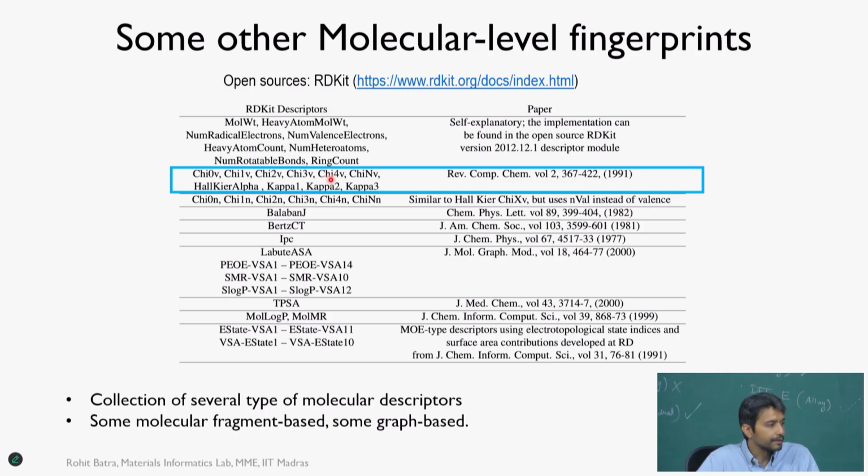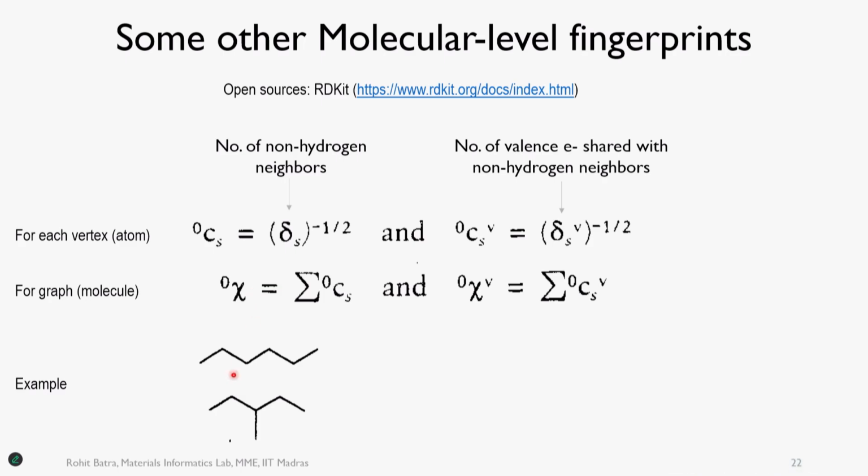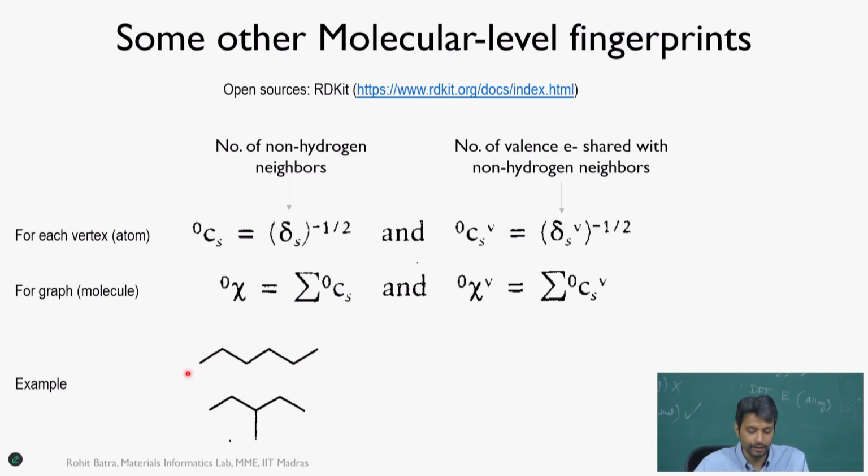In this work they precisely do that. There are some equations here, but simply say this is your graph. Atoms here: this is my carbon atom, carbon atom, carbon, carbon, carbon. These atoms will be my nodes, and edges are basically the bonds between them. What I do is I simply count.